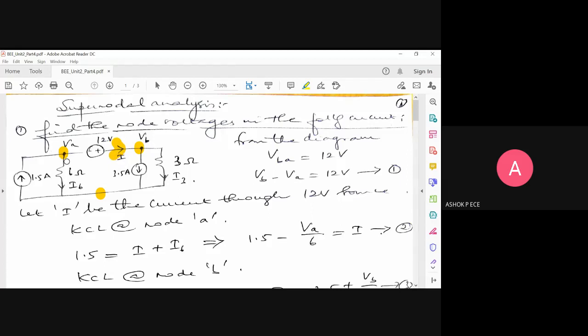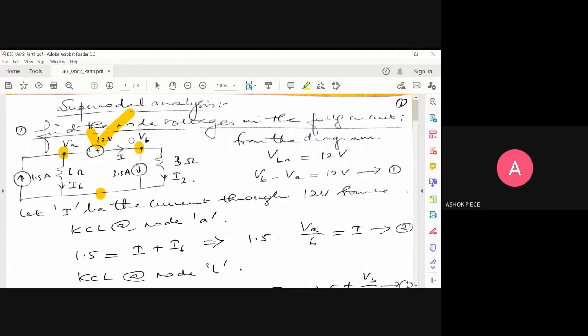So write the nodal equation at VA, write the nodal equation at VB, and eliminate this I. So that will give you only one equation. But you have two unknowns here, right? So using this 12 volt source, you write one more equation. So you will get two equations. You can solve and get the answer for VA and VB.